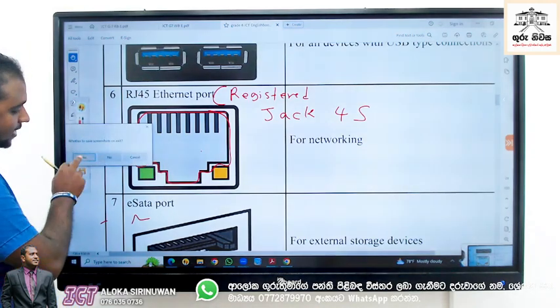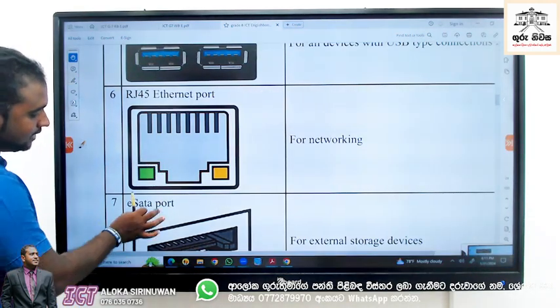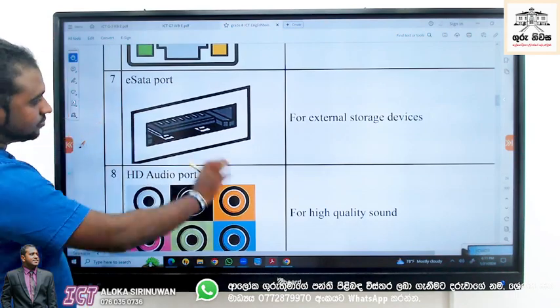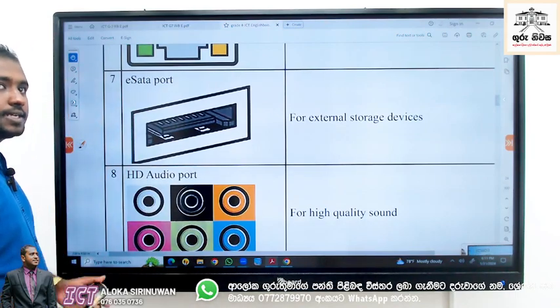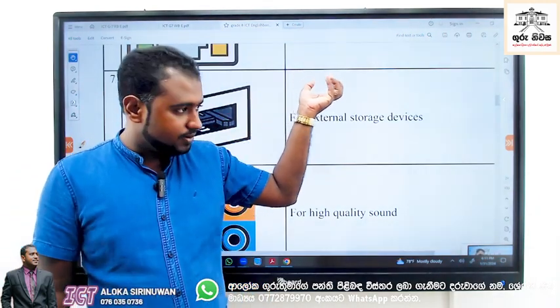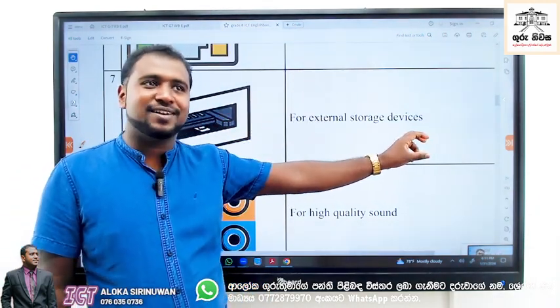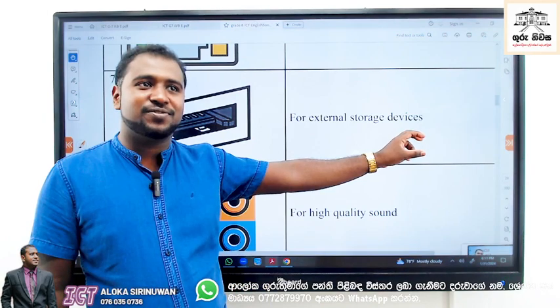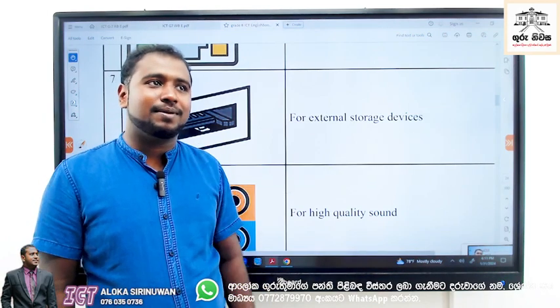Next, today's topic is to study about the eSATA port. Right? Who is the brother of the RJ45 port? Who can remember that?